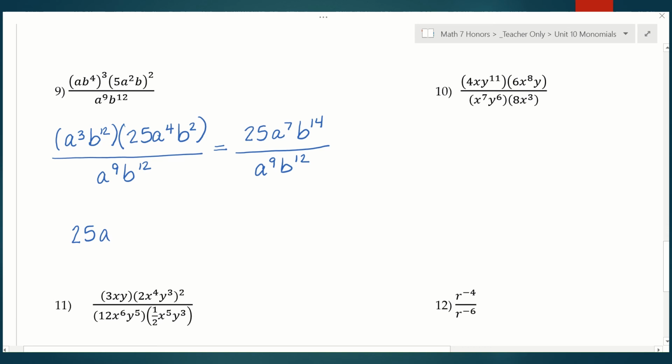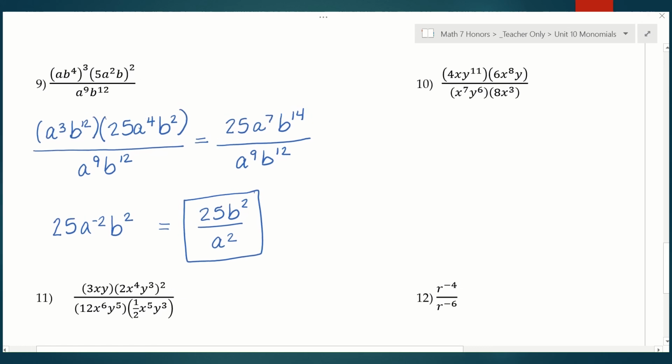A to the negative 2 and b to the positive 2, which we would then, as our final step, have to rewrite 25b squared over a squared. Okay. All right, number 10.